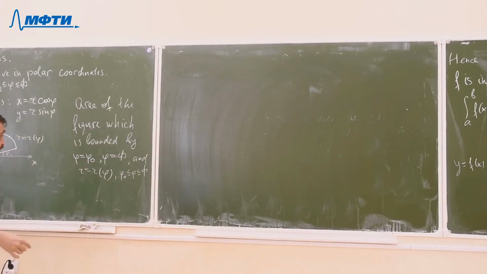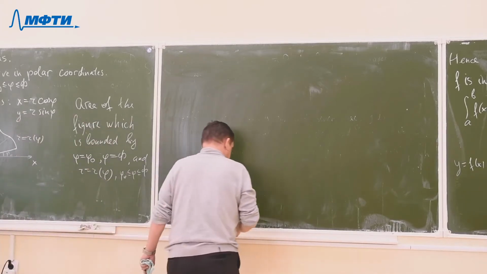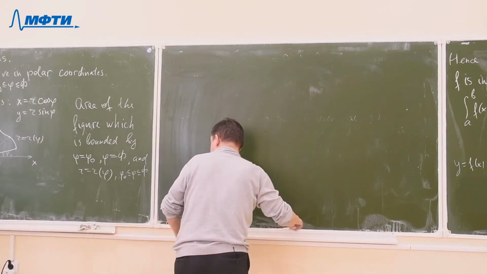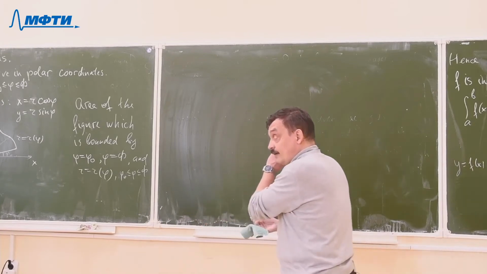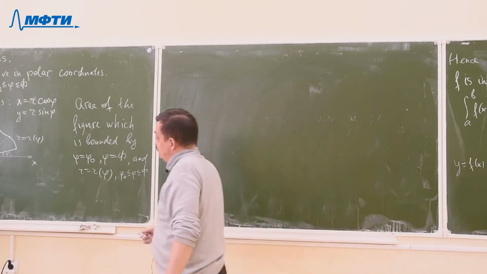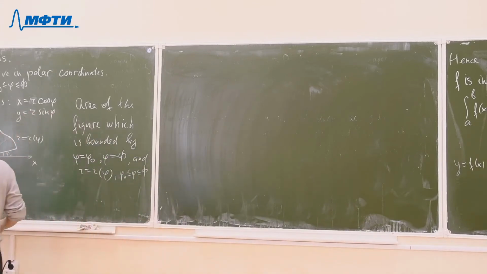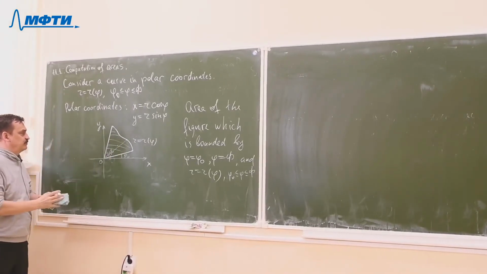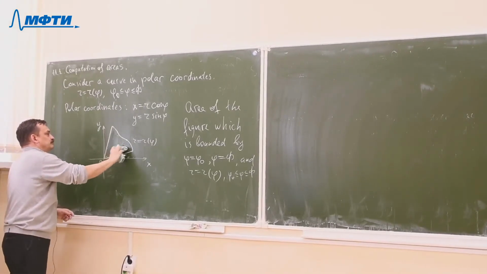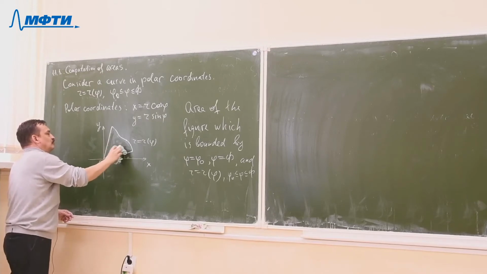So how to compute the area of such a curve? This is the curve which we consider, right? So how to compute it?